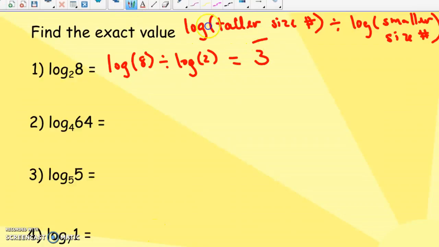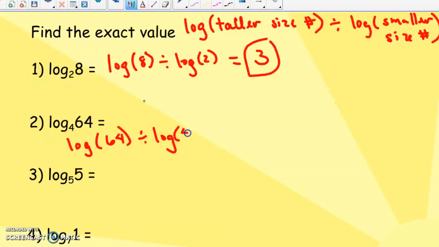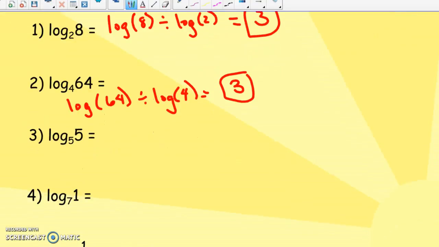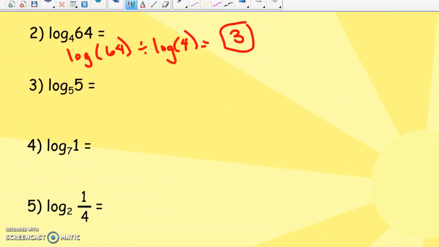Okay. So if we do the second one, we do the log of the taller size number, which is 64, divided by the log of the smaller size number, which is 4. When you type that into your calculator, we should also get an answer of 3. So why don't you guys try the last 3 by punching those in and see how we do. Okay, so hopefully when you typed in log 5 divided by log 5, it came out as 1. For number 4 should have come up as 0, and 5 should have come up with -2.